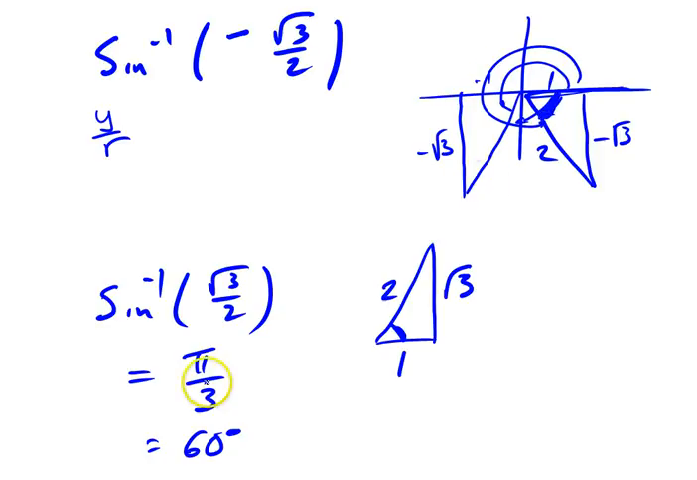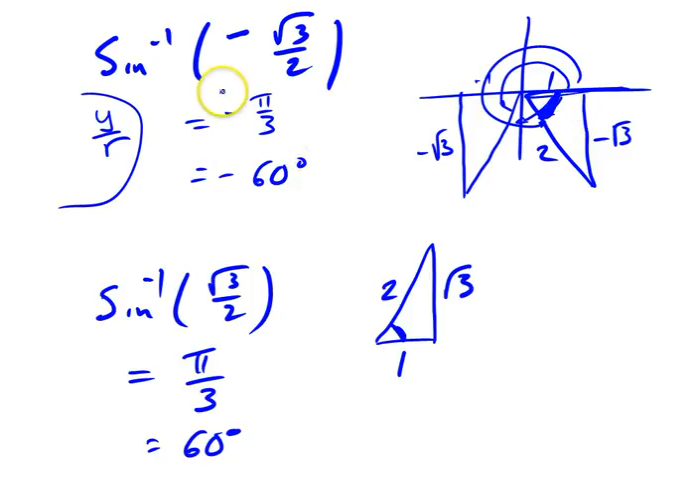This sine inverse is negative pi over 3, or in degrees it would be negative 60 degrees. It's this fourth quadrant angle that we get out of the inverse sine. We'll never get a third quadrant angle out of it. Sine inverse only gives you angles from minus pi over 2 to plus pi over 2.